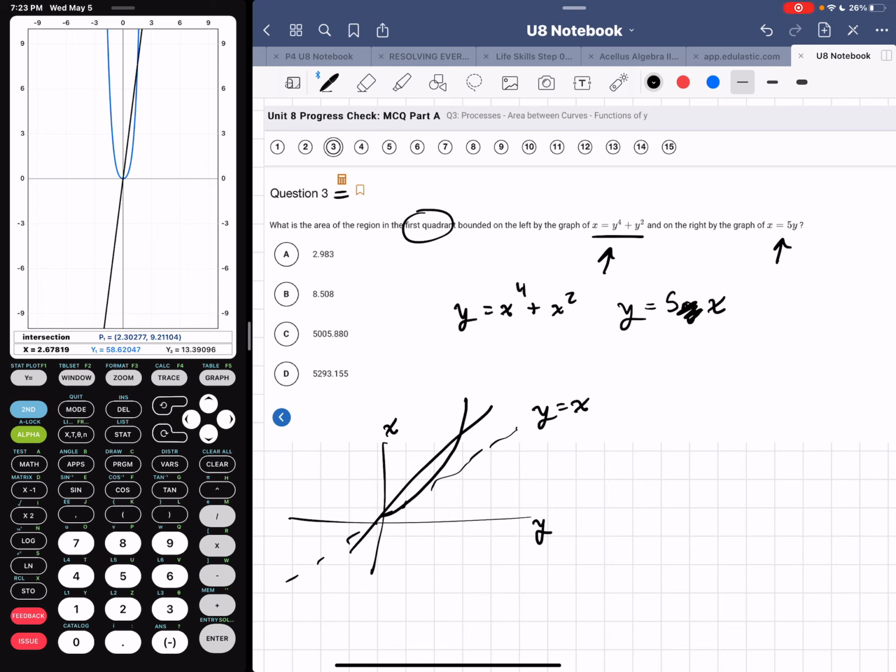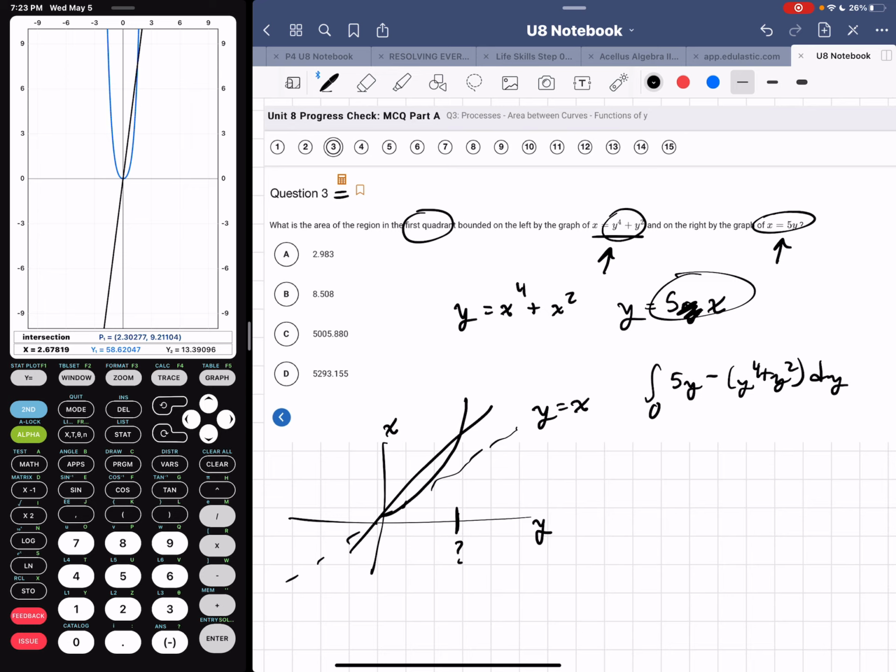So if we want to find the area between those two curves, we have to take the top curve minus the bottom curve. Which one's our top curve? Ding, ding, ding, that guy's the winner. So it's going to be the integral of 5y minus the other one, which is y to the fourth plus y squared, dy, and we're going to go from 0 to, what is this y value right here?